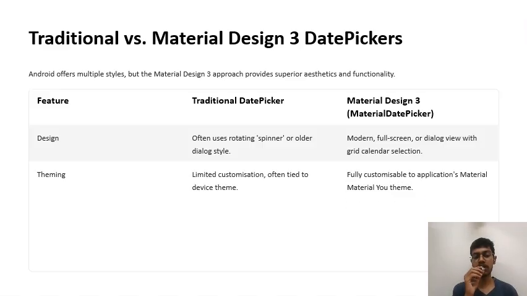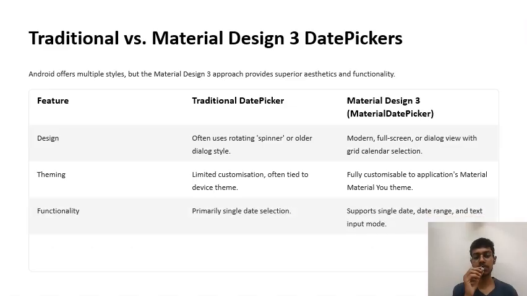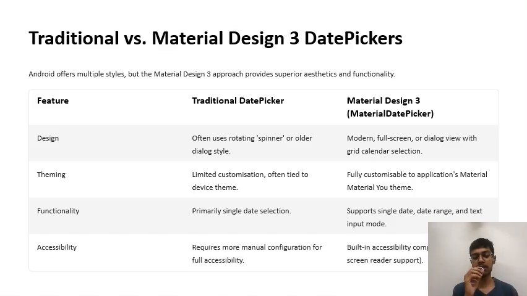When we go for theming, the traditional date picker is limited in customization and often tied to the device theme. But Material Design 3 is fully customizable to the application's Material You theme. When we go for the functionality, the traditional date picker is primarily single date selection, while Material Design 3 supports single date, date range, and text input mode. Finally, when we look into accessibility, traditional date pickers require more manual configuration for full accessibility, whereas Material Design 3 is built with accessibility compliance.